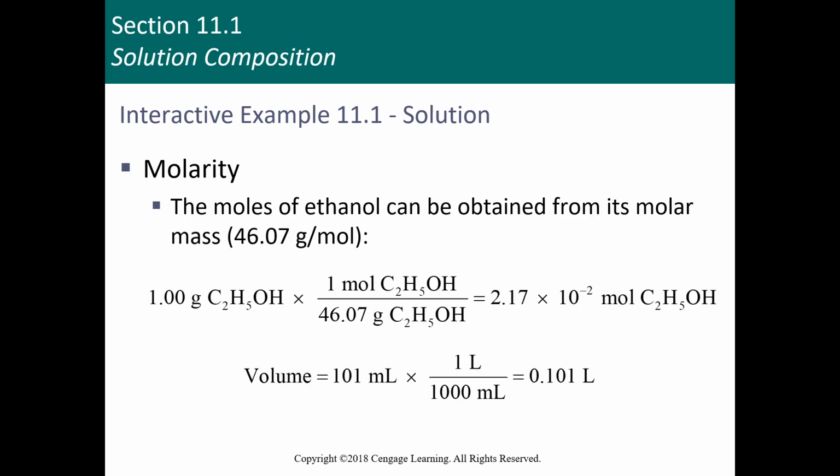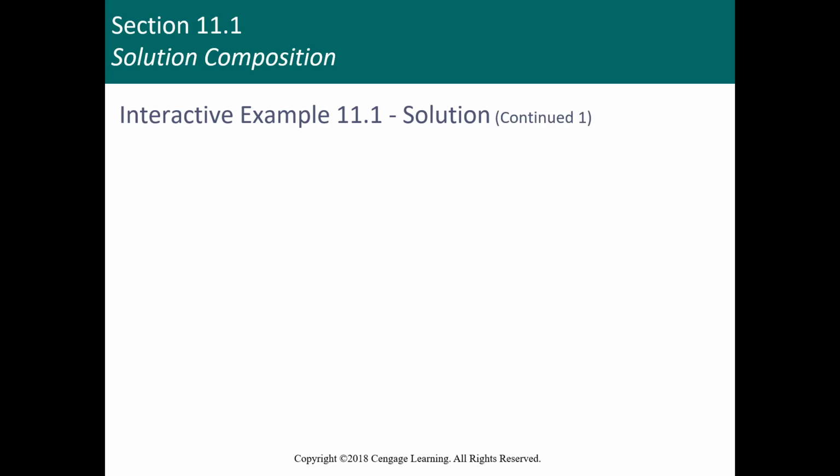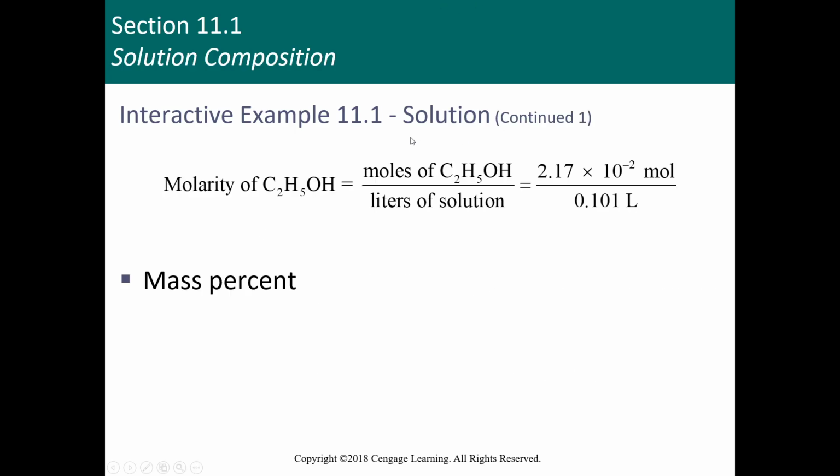Now, our volume, we have 101 milliliters. How do we get that into liters? Well, there's 1,000 milliliters per liter. And so 1,000 milliliters is on the bottom to cancel out milliliters, and 1 liter on top to give us liters. And that leaves us at 0.101 liters. So we then are going to take our moles and divide by our liters. There we go. Congratulations, that will give you your answer, which is 0.215 molarity.